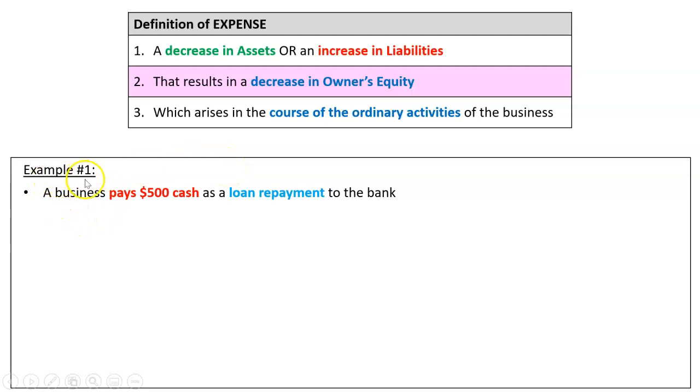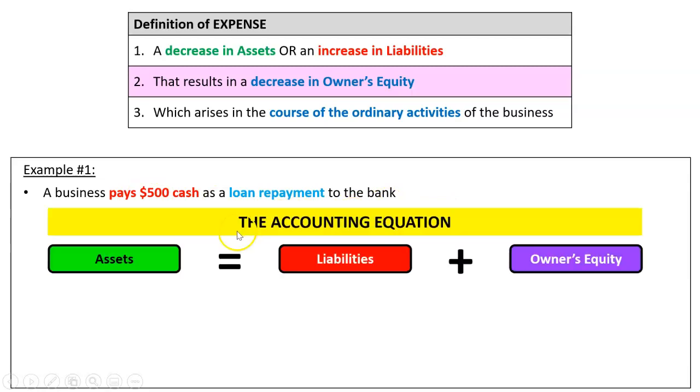So let's take the first example. A business pays $500 cash as a loan repayment to the bank. Is that an expense? Well, to answer this, the best way is just to use your accounting equation. Your accounting equation will guide you through this definition so you can answer this question.